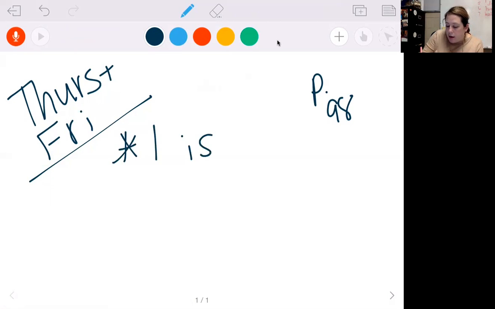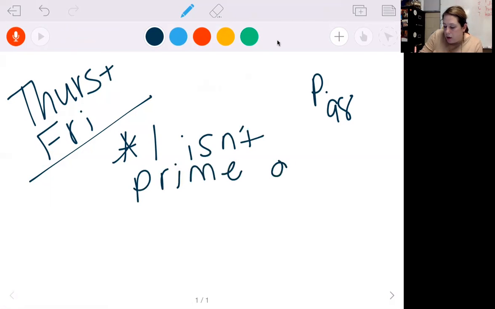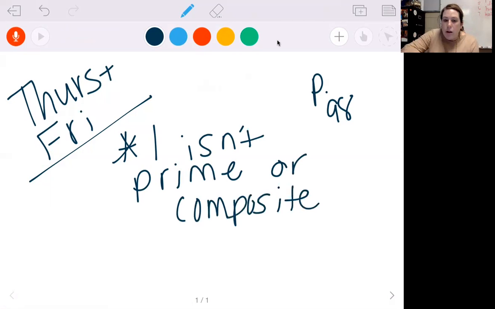1 isn't prime or composite. Okay, so 1 is not prime or composite.